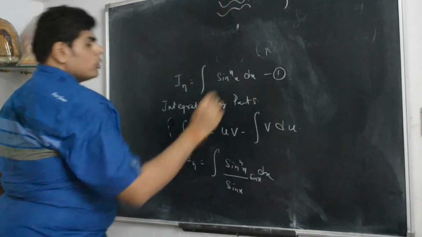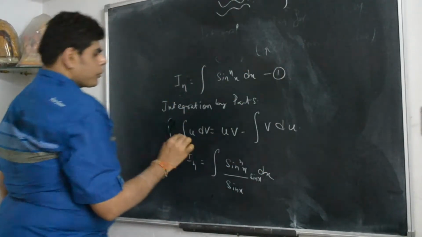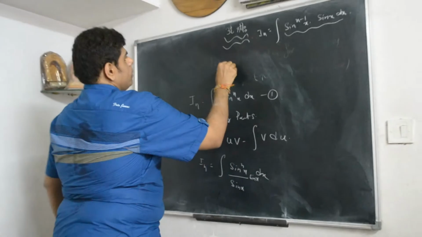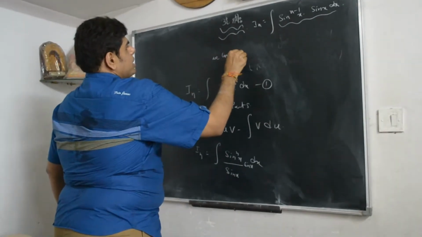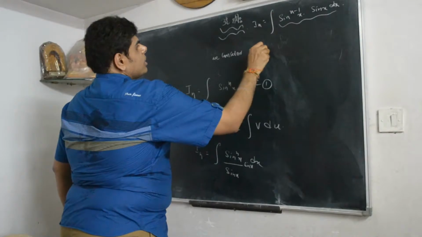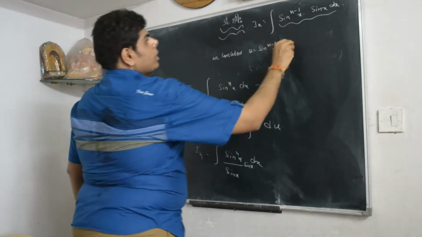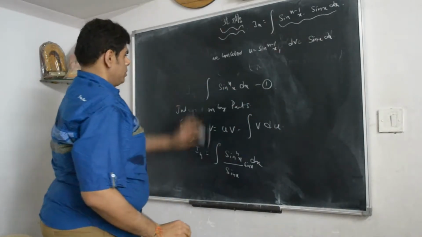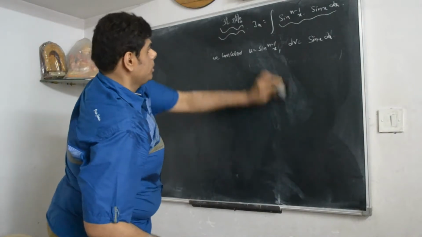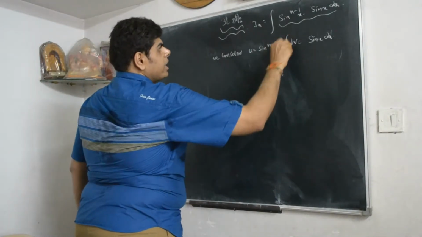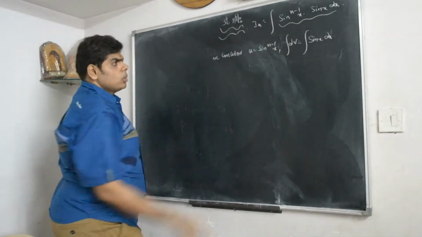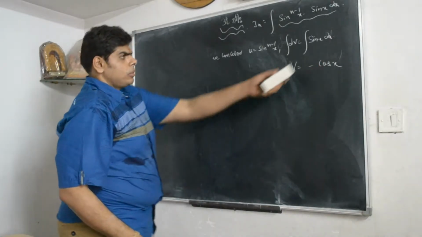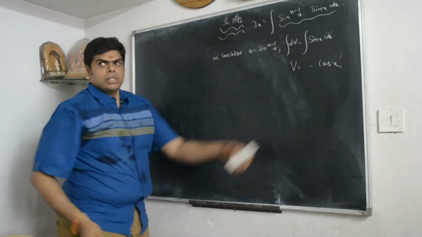Now to solve this, we have to use integration by parts. We consider u to be sin^(n-1) x and dv to be sin x dx. Now when we integrate dv, we get v. So my v will be equal to minus cos x, since we know the integral of sin x is minus cos x.